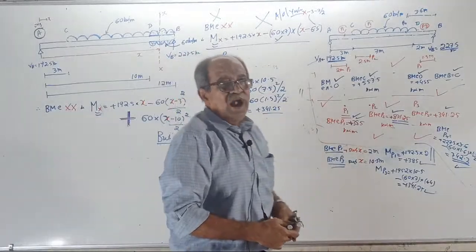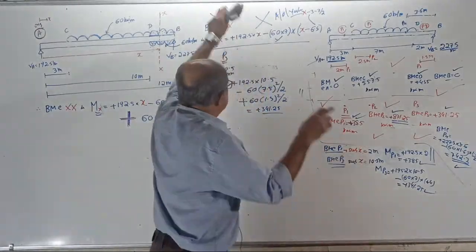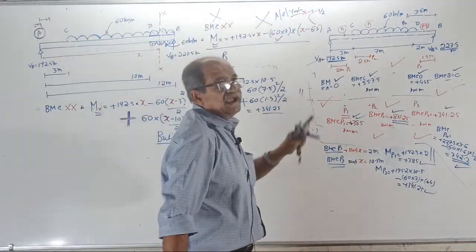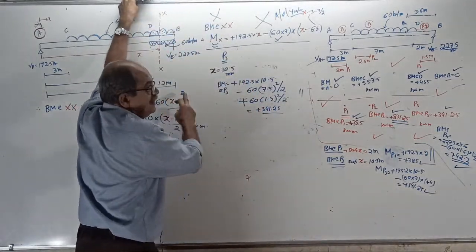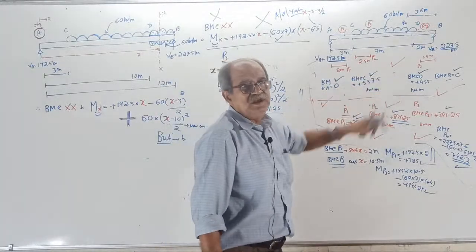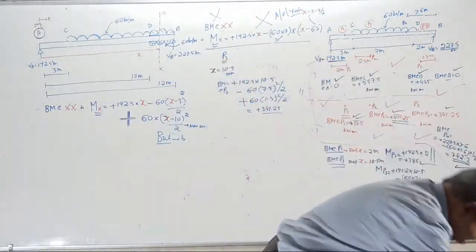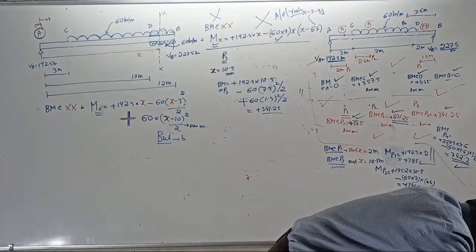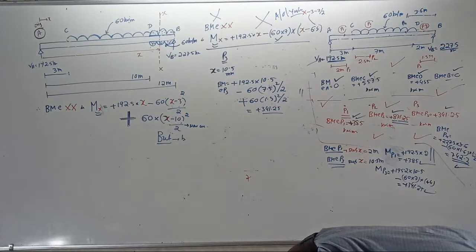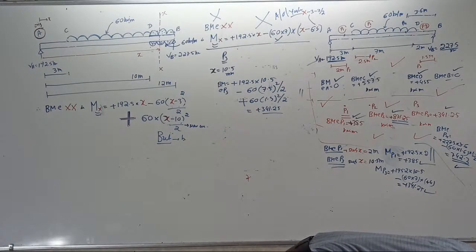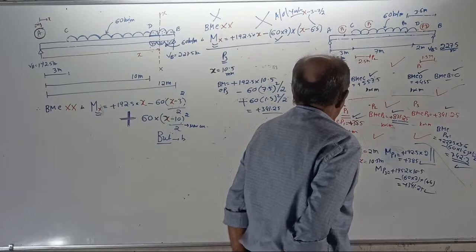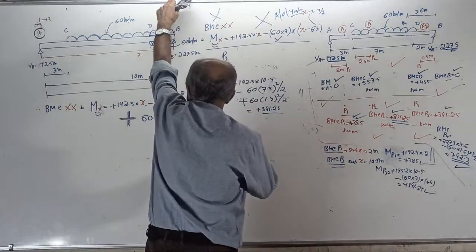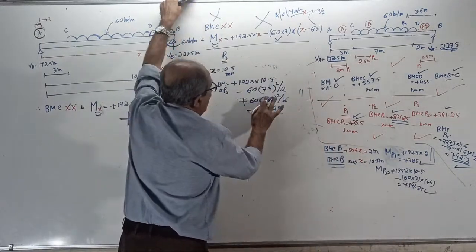We used quadratic variation, a second degree equation. We used the x square term. Even then, is the answer tallying or not tallying? First tell me. 0.5 by 2. 10.5 minus 10, oh, it is 0.5.